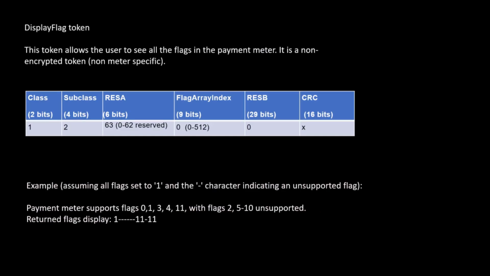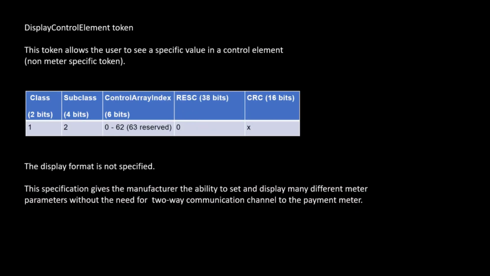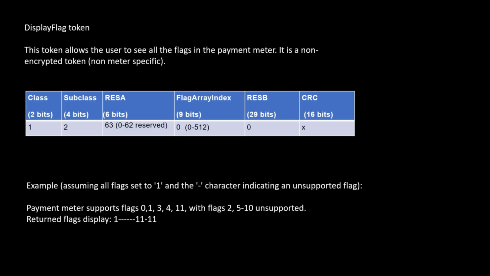The display flag token allows the user to see the flags in the payment meter. It's a non-encrypted token. In other words, it's non-meter specific and it can be played to any meter. If it's not supported, it'll come back with a function error. If it is, then it will display the flags. So it's a Class 1, Subclass 2. The reserved 6 bits are set at 0 to 62. And then you also put in 9 bits of flag array index that'll tell you which flag you want to read. And Res B set to 0, and then there's obviously a CRC at the end of it, like all the standard tokens.